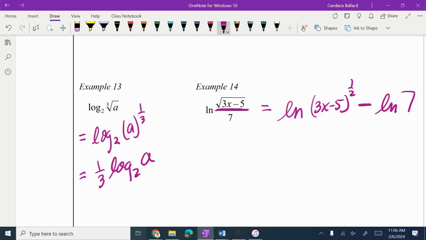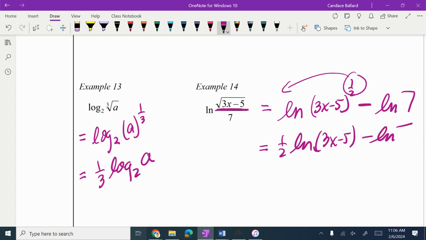What do I still need to do to expand it all the way? Yep, move the exponent in front. So 1/2 natural log of 3x minus 5 minus natural log of 7. The only hard thing about this is just making sure you've got the three rules down, right? That's it. Okay? If you've got the 3 rules down, easy peasy lemon squeezy.